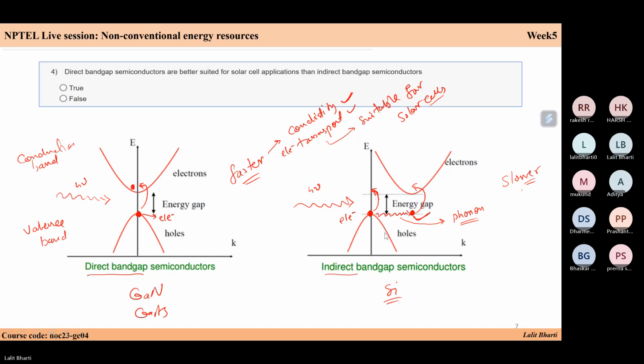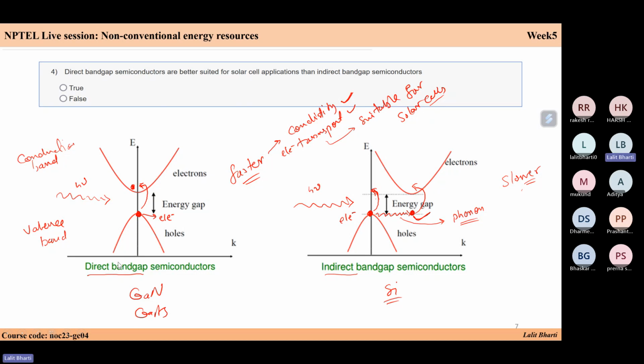In the case of an indirect band gap, you have phonon-assisted transport of electrons, meaning first your electron will go up and then move along the x-axis by the phonons. Phonons are basically the quanta of vibrations. So it needs to move, and phonons are slower in comparison with the direct transport of electrons. Due to the slow process, the conductivities are lower. Typical examples of direct band gap are gallium nitride and gallium arsenide.